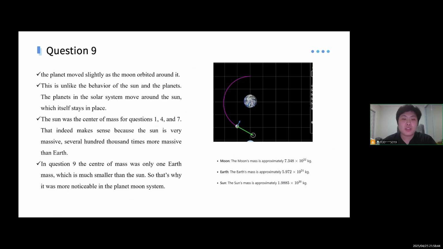The Sun was the center of mass for questions 1, 4, and 7. This makes sense because the Sun is very massive, several 100,000 times more massive than Earth. In question 9, the center of mass was only 1 Earth mass, which is much smaller than the Sun, so that's why it was more noticeable in the planet-moon system.